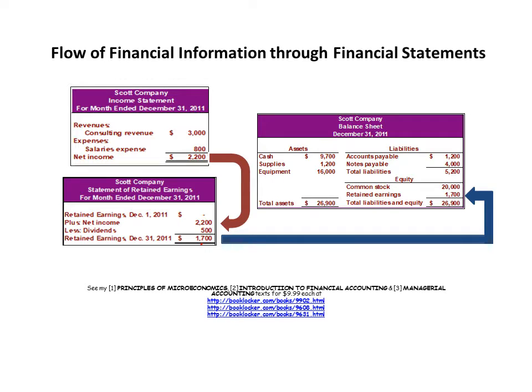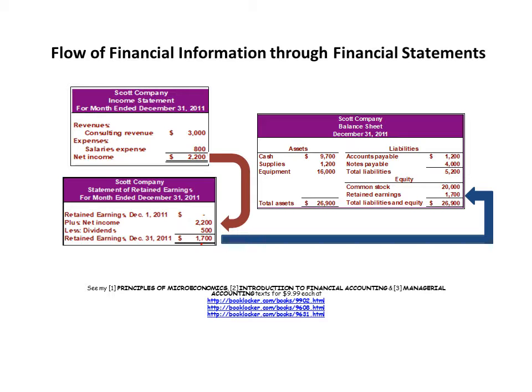Now I'm going to focus on the flow of information through the different financial statements. These are three of the financial statements. I'm not going to cover the statement of cash flows. That's a fourth financial statement. And we'll start from the left and we'll go to the right. So here's an example where a firm for the month ended December 31, that's a period of time, had revenues of $3,000, expenses of $800, and net income of $2,200. Let's assume this is the first month of operations.